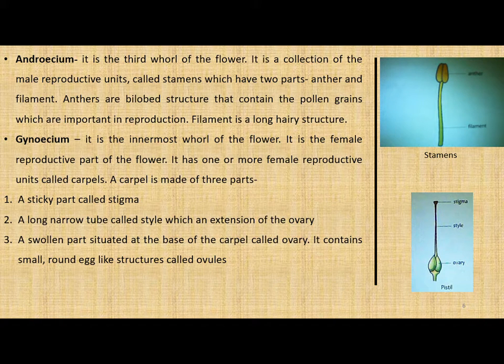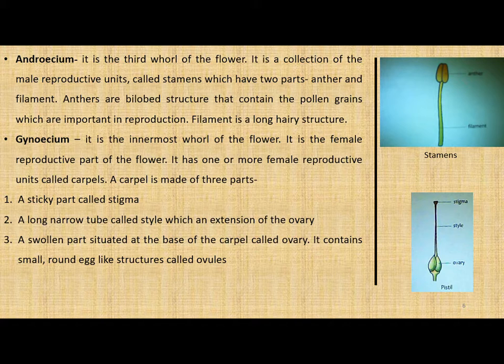It is a collection of the male reproductive units called stamens, which have two parts, anther and filament. Anthers are bilobed structures that contain the pollen grains, which are important in reproduction. Filament is a long hairy structure. Coming to gynoecium, it is the innermost wall of the flower. It is the female reproductive part of a flower.